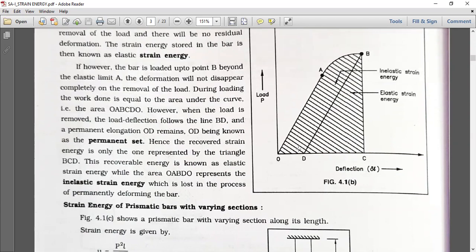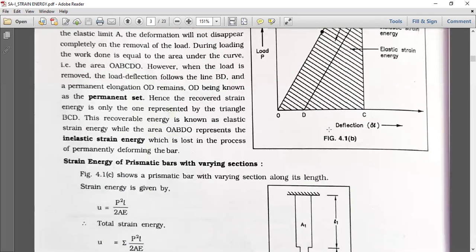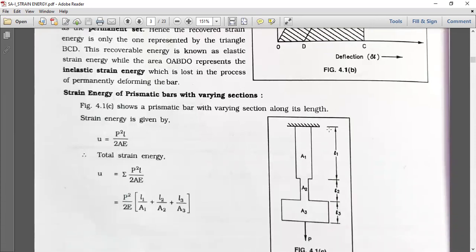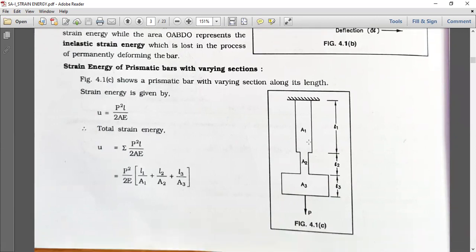OABDO. This area remains as the inelastic area. Strain energy of prismatic bar with varying section.